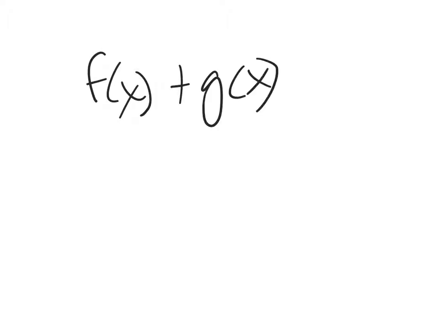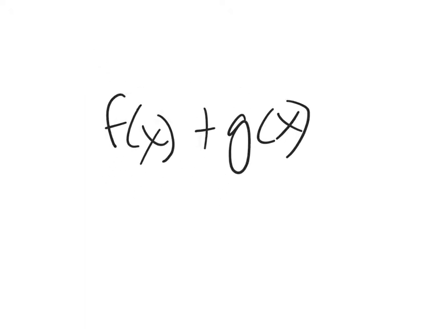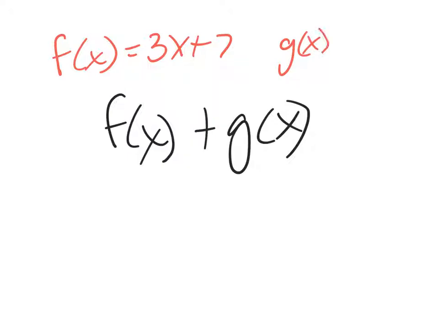And when you do that, you get something, and its domain depends on what f of x and g of x were, right? So let's go back to the very beginning and say, if I wanted to add f of x plus g of x, then I need to know what f of x was, right? So let's say that f of x is 3x plus 7, and g of x is the square root of x minus 2.